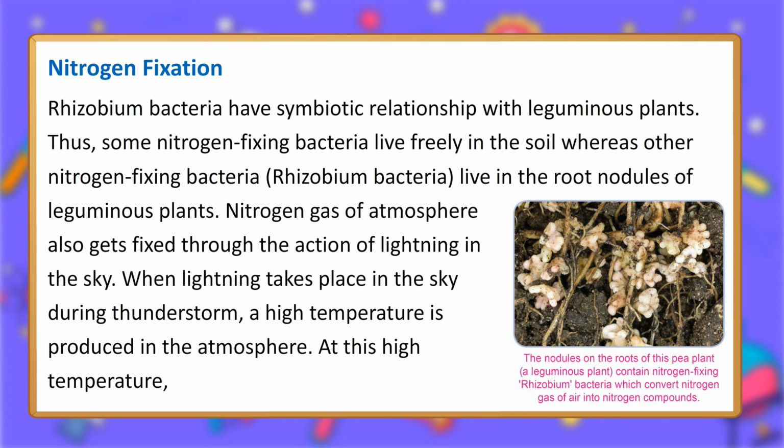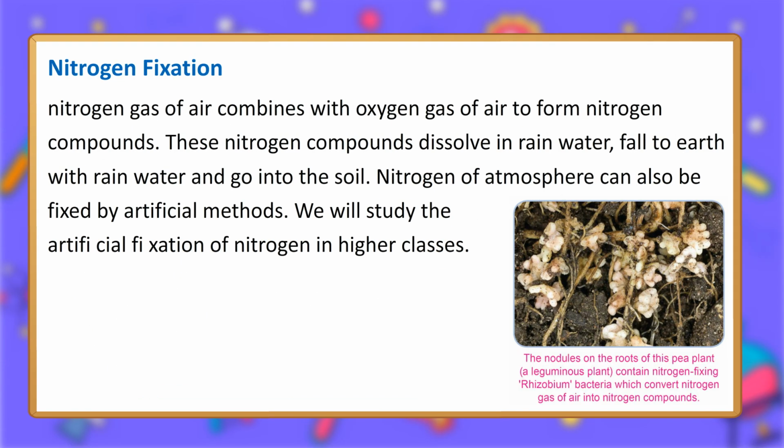Thus, some nitrogen-fixing bacteria live freely in the soil, whereas other nitrogen-fixing bacteria, rhizobium bacteria, live in the root nodules of leguminous plants. Nitrogen gas of atmosphere also gets fixed through the action of lightning in the sky. When lightning takes place in the sky during thunderstorm, a high temperature is produced in the atmosphere. At this high temperature, nitrogen gas of air combines with oxygen gas of air to form nitrogen compounds. These nitrogen compounds dissolve in rainwater, fall to earth with rainwater, and go into the soil. Nitrogen of atmosphere can also be fixed by artificial methods. We will study the artificial fixation of nitrogen in higher classes.